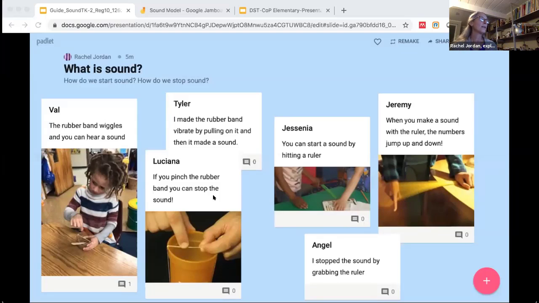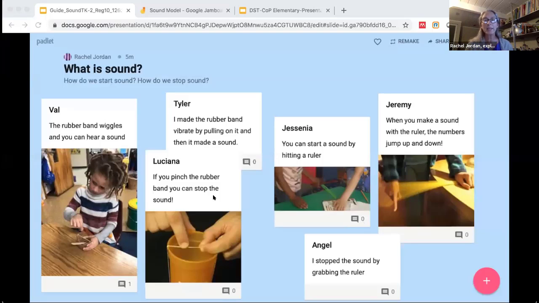And we had a science talk to share and try to make sense of our results from this investigation. And I used a progression of questions that worked really well. I asked them to start off by talking about how did they make sound. So they talked about pushing or pulling on something, like pulling on the rubber band and seeing it vibrate, and they could hear something. Or when they pushed on the ruler, the numbers jumped up and down and they could hear a sound. And then we talked about ways that they stopped sound.